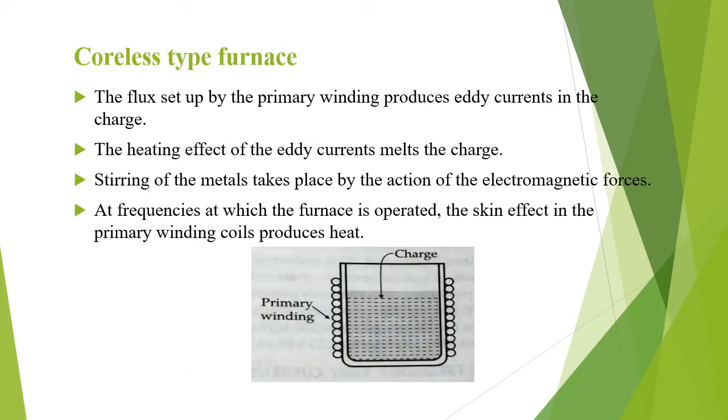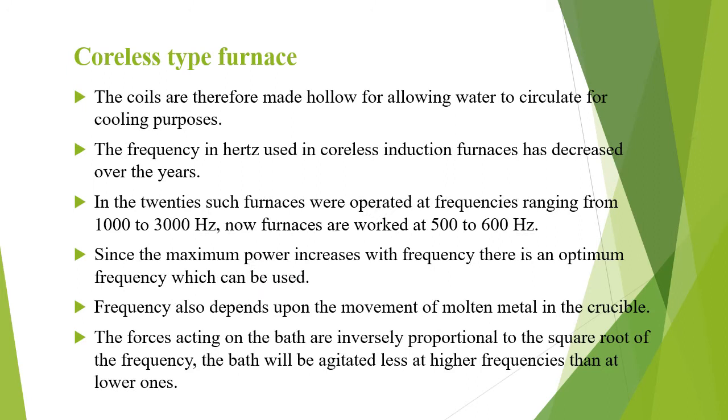Next type of induction furnace is the coreless type furnace. Figure shows the coreless type furnace. Here the flux set up by the primary winding produces eddy currents in the charge, and the heating effect due to the eddy currents melts the charge. Stirring action takes place due to the electromagnetic forces. The frequencies at which the furnace is operated result in the skin effect in the primary winding coils, which produces heat. So the coils are made hollow so that water is circulated for cooling purposes.